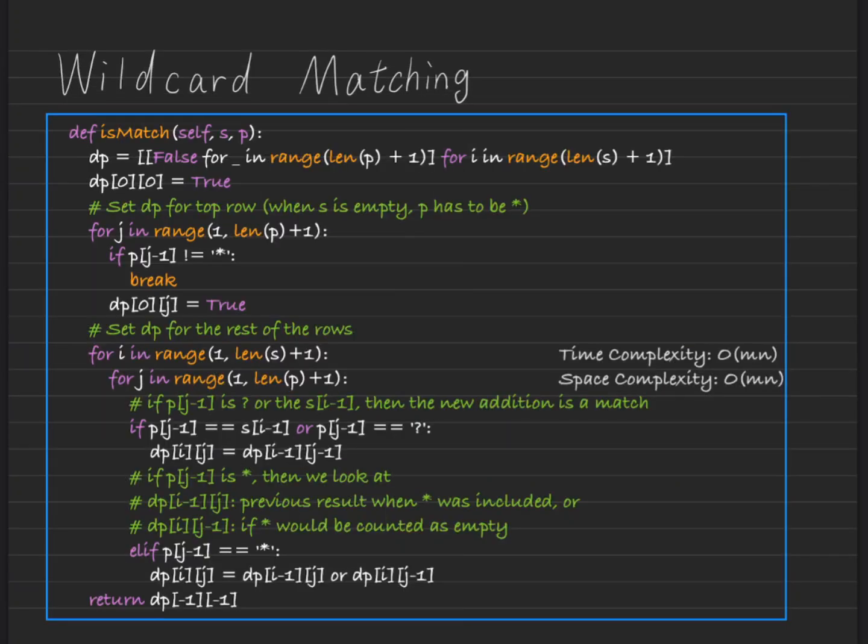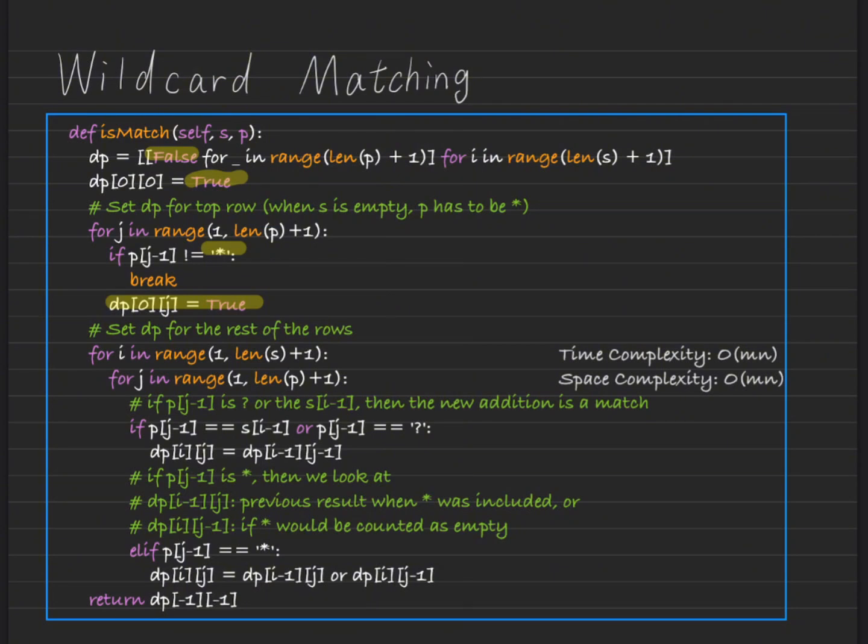This is the Python code for the solution. First, we initialize a dp table with all false entries. As discussed, the first entry where both P and S are empty strings is true. Then for the top row, it is a valid match as long as the character in P is a star. Once it's no longer a star, the rest of the values are false. The entries in the first column are already false, so we don't have to do anything.